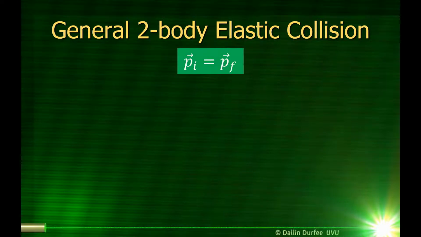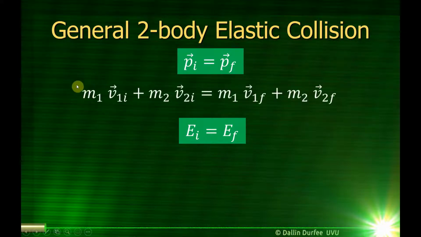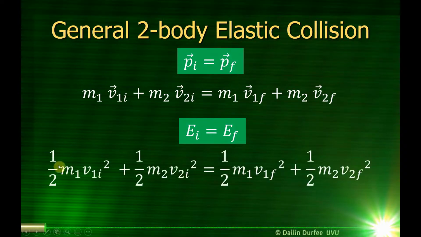Well, we have our 2 equations. We have conservation of momentum and conservation of kinetic energy. So the momentum equation is just going to be the initial momentum, mass 1 times initial velocity 1, plus mass 2 times initial velocity 2, and that's equal to the final momentum. All right, but now my velocities are vectors. Then I have the kinetic energy equation, right? So the initial kinetic energy of object 1 plus the initial kinetic energy of object 2 is equal to the final kinetic energy of object 1 plus the final kinetic energy of object 2.